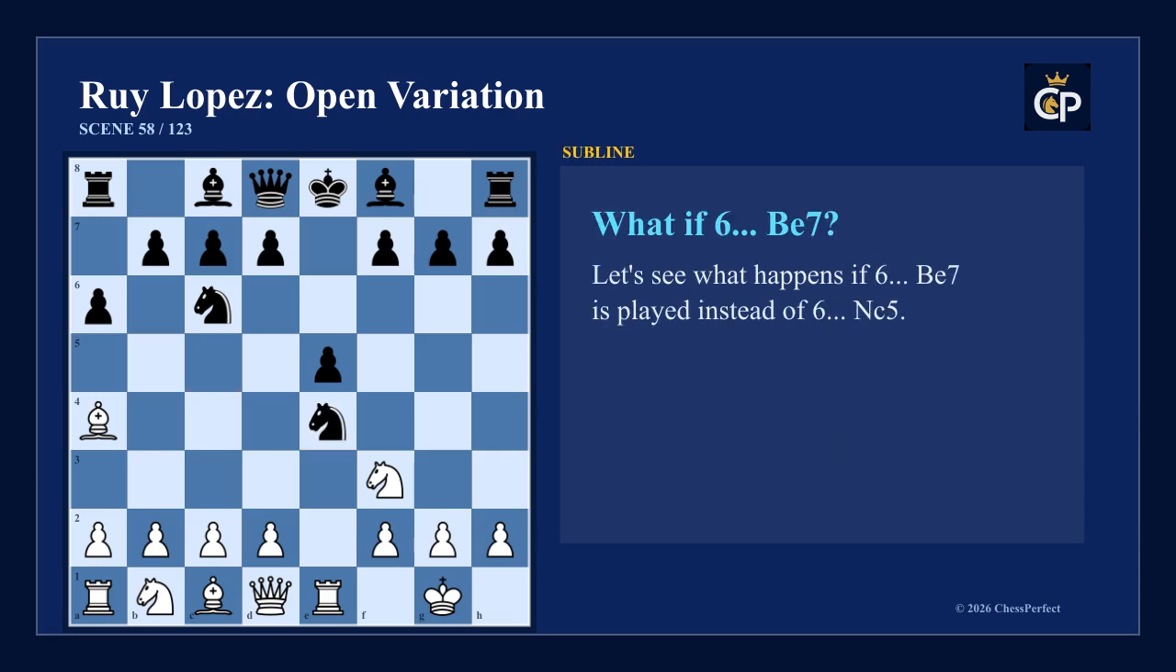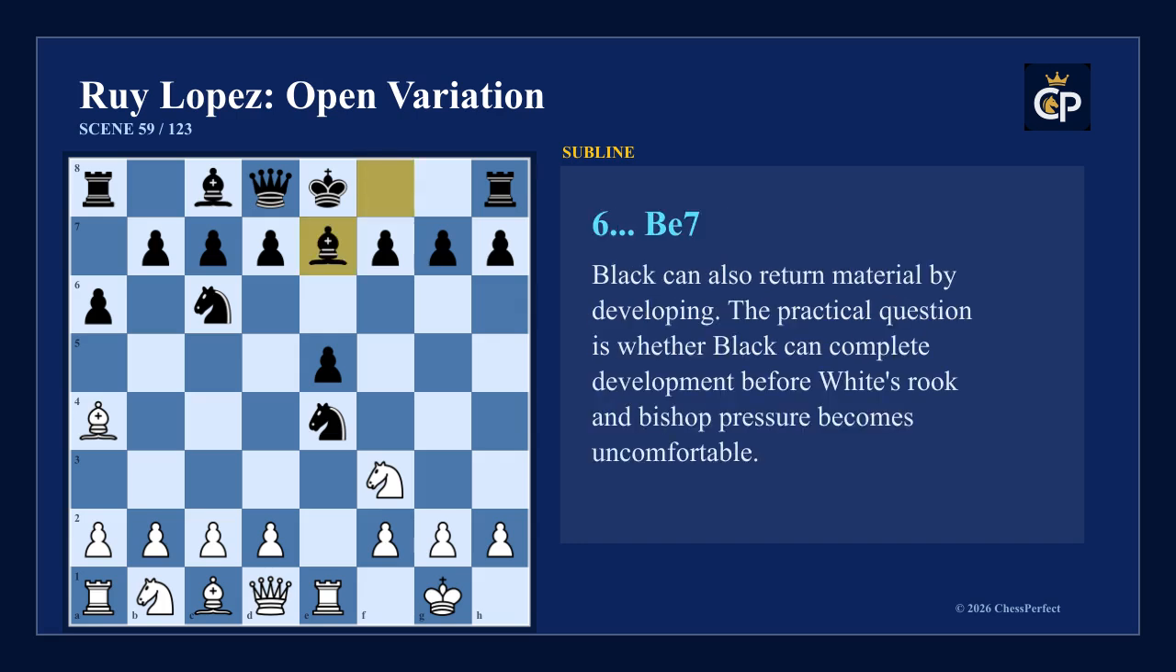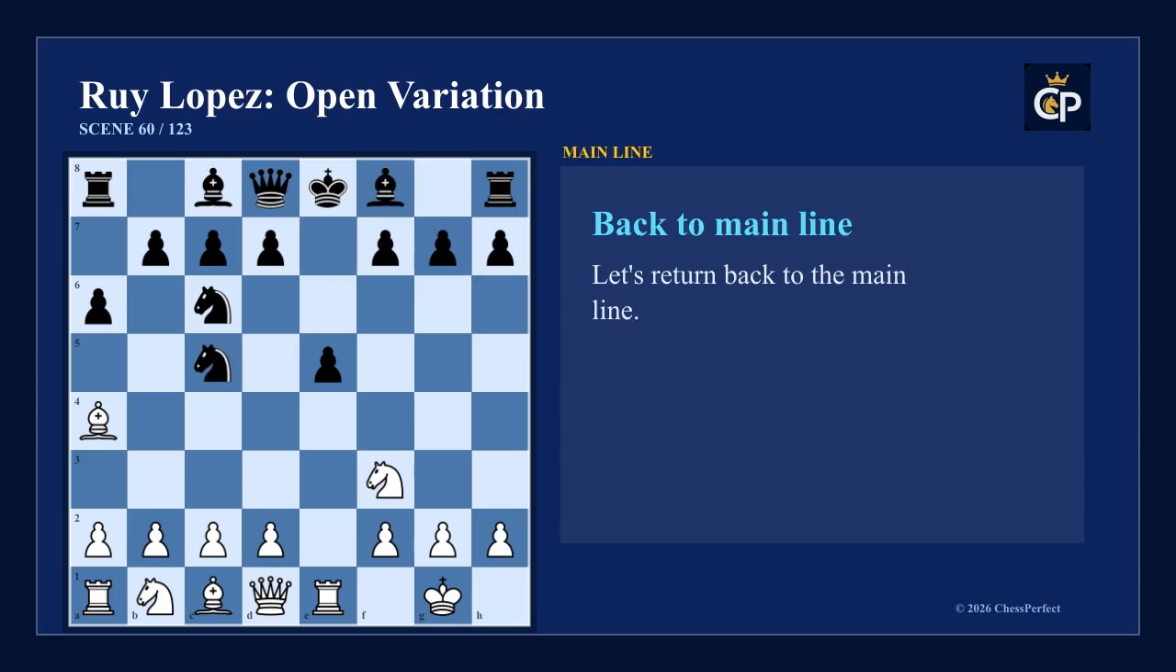Let's see what happens if bishop e7 is played instead of knight c5. Bishop e7. Black can also return material by developing. The practical question is whether black can complete development before white's rook and bishop pressure becomes uncomfortable. Let's return back to the main line.